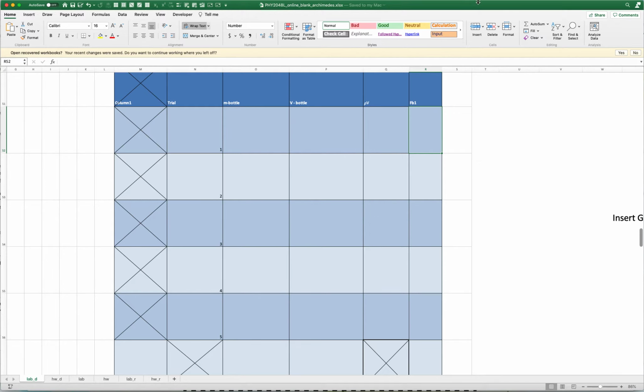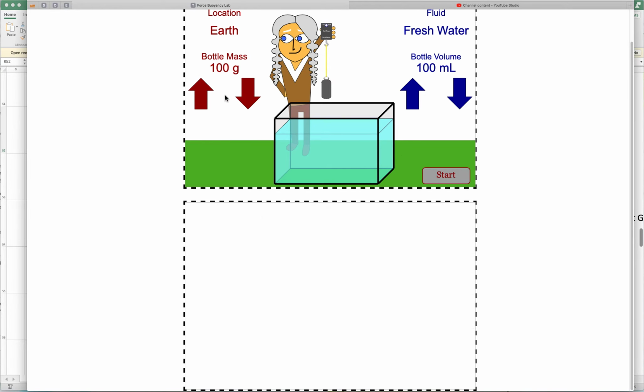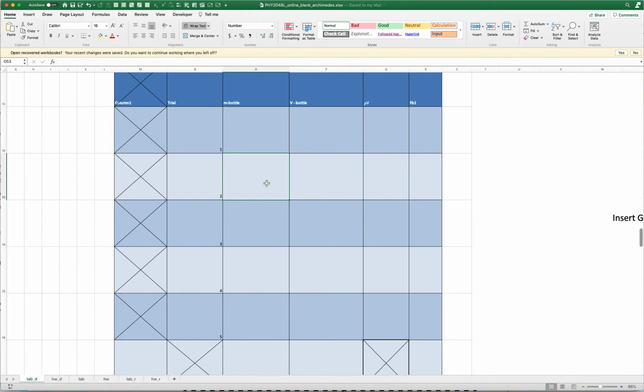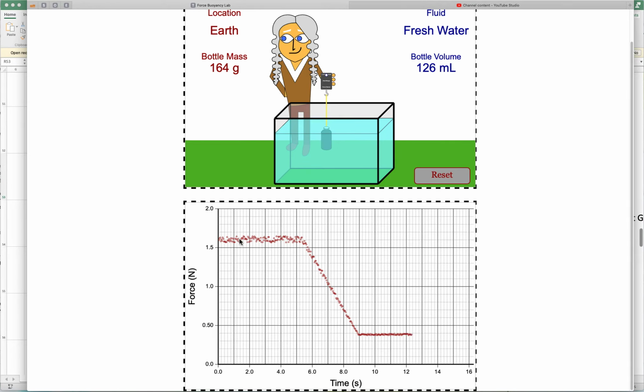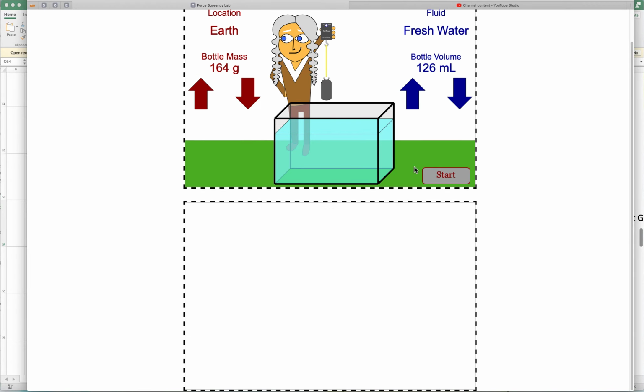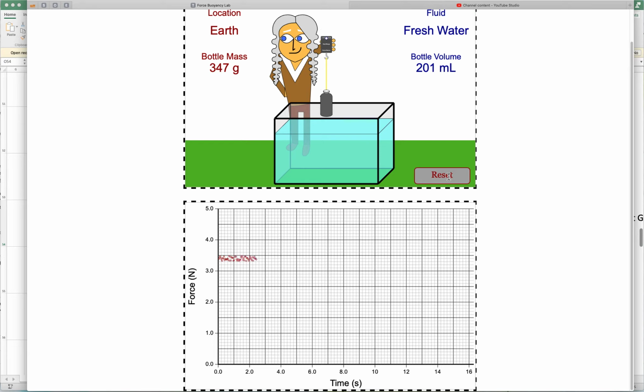And then for the second trial, you're going to reset and increase the mass and the volume for both, and then repeat the experiment. And then record the mass of the bottle, the volume of the bottle, and the product of density times volume. And FB1 you'll get from this data plot over here. And then that's trial 2. So for trial 3, I'll show you one more time. You'll reset and increase both the mass and the volume, and then you run the experiment.